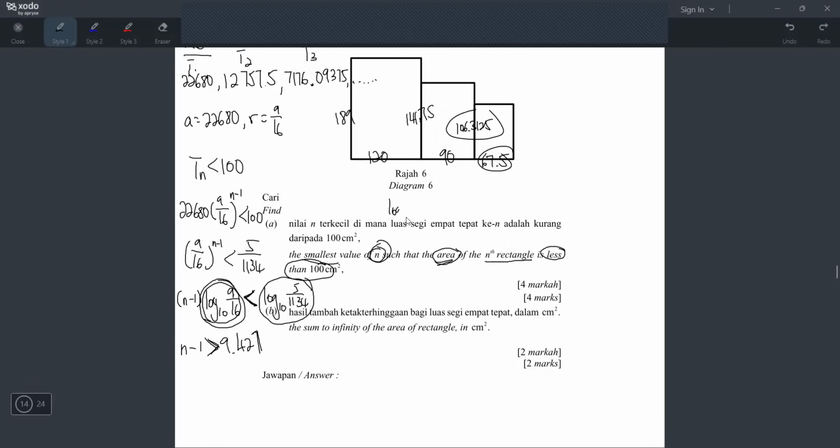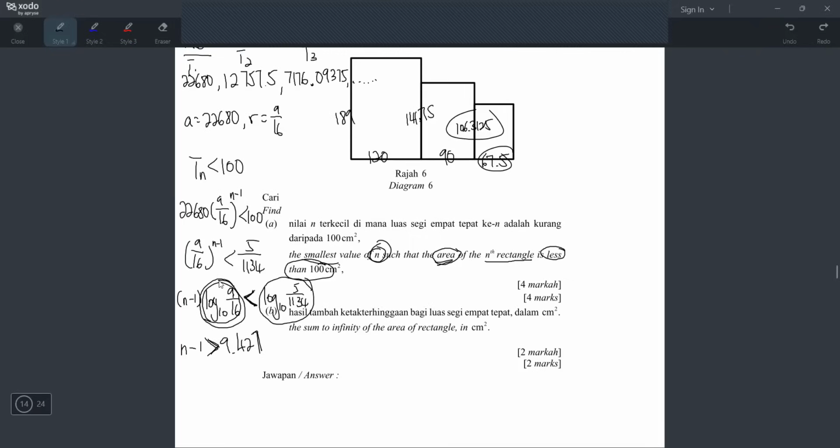When you log base 10 of any number that is 0 point something, you'll definitely get negative. It has to be 0 point something, like 0.25, 0.7, 0.9, 0 point anything. So when you log 0 point something, you will definitely get negative. That is why I can know so fast this one is negative, because 9/16 is less than 1. It means it's 0 point something, right?